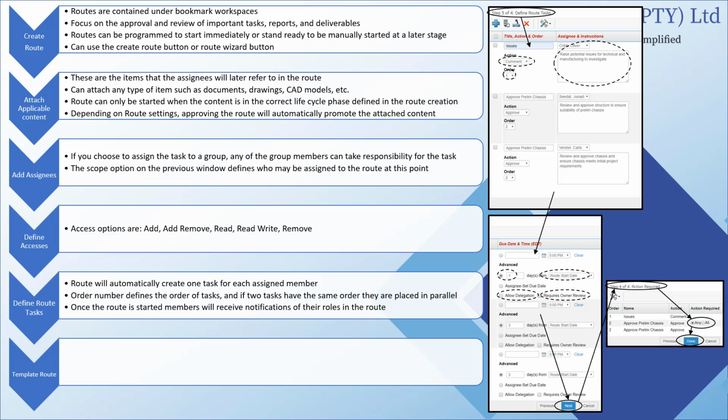Along with the task definition, a description giving more detail on what each assignee must do can be input, as well as due dates, while the order option defines the order in which tasks are to be performed. Giving multiple tasks the same order places them in parallel.